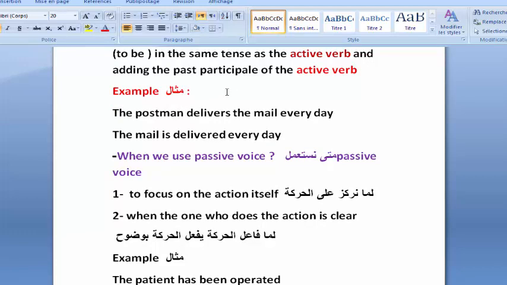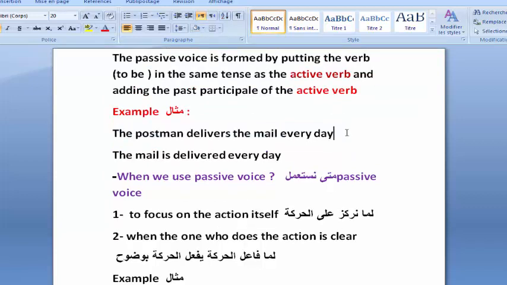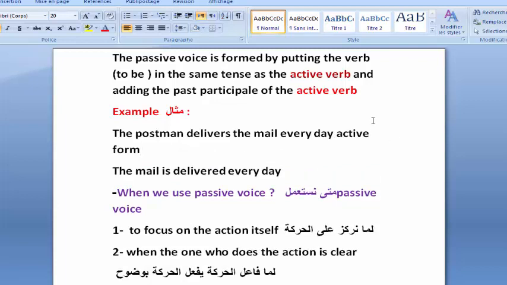Example مثال: the postman delivers the mail every day. هنا راهي في الأكتيف فورم. هنا راهي في الباسيف. The mail is delivered every day. هنا the mail is. The mail is delivered. is هنا عرفت to be، present to be في present يعني singular، the postman يعني مفرد، is delivered. هنا راح past participle of the verb deliver.